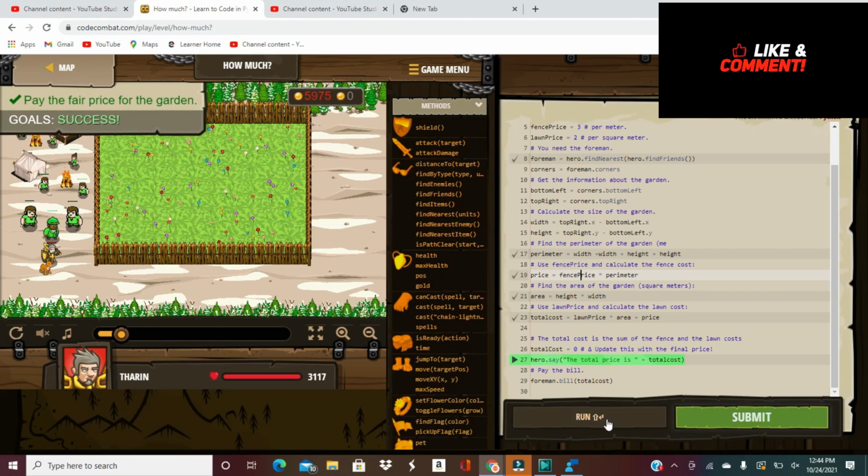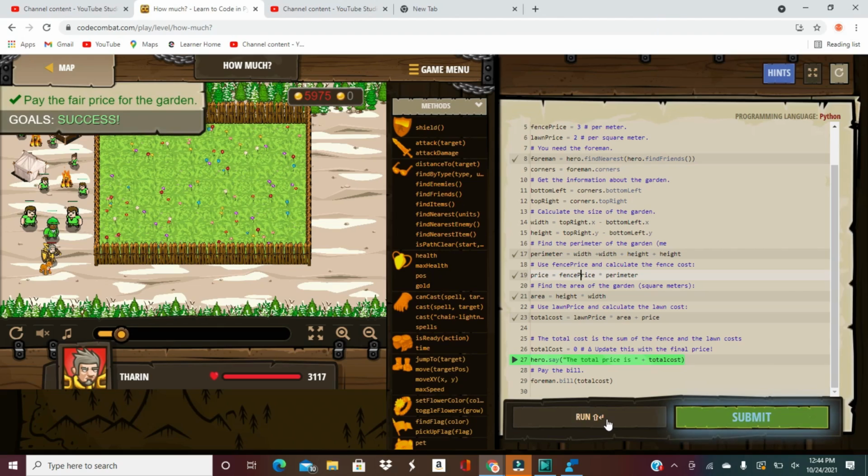Okay, so let me explain how this even works. First of all, perimeter. You know math. It's 2W plus 2H. So width plus height is the perimeter. Okay, so each fence costs 3 per meter. You can see right over here. So the perimeter is in meters. So you get the perimeter, and you multiply it by the fence price to get the price of all the fences in the garden.